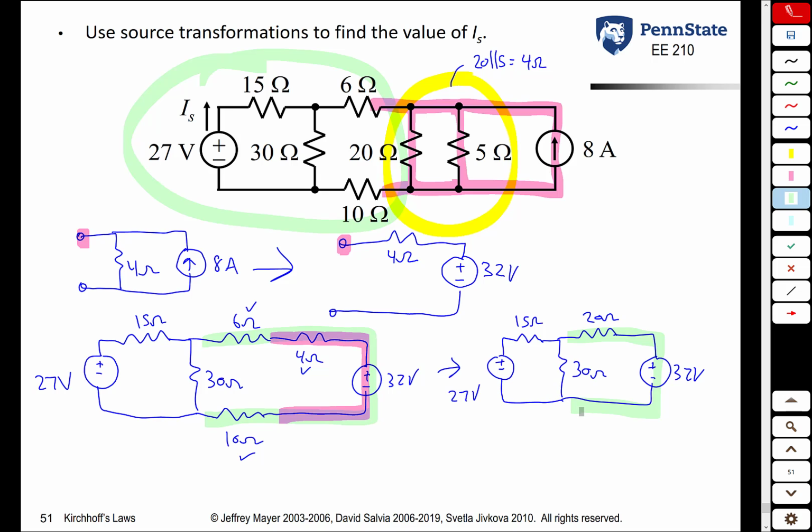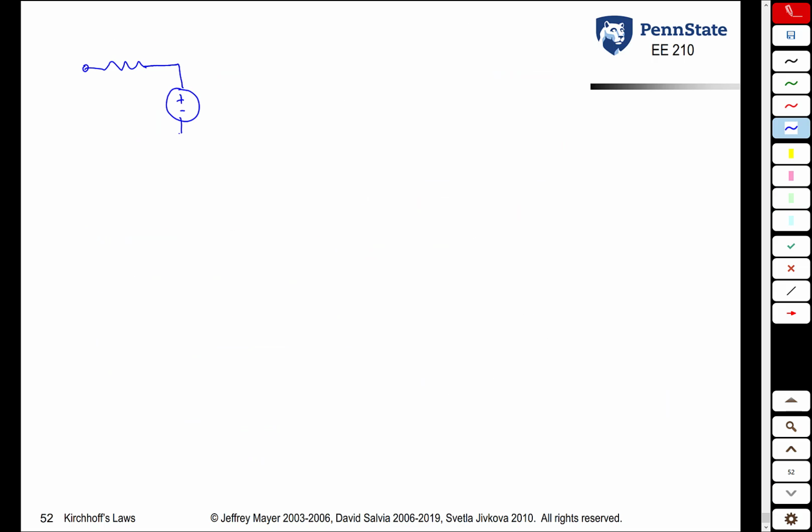What we can do now, and we'll do this on the next page, is another source transformation. This thing in green here, a 32 volt source and a series 20 ohm resistor, we could convert into a current source. So going to the next page, we have a 32 volt source and a 20 ohm resistance. As far as the rest of the circuit is concerned, that is identical to a practical current source. Its value is 32 divided by 20, or 1.6 amps, and once again the same resistance, 20 ohms.